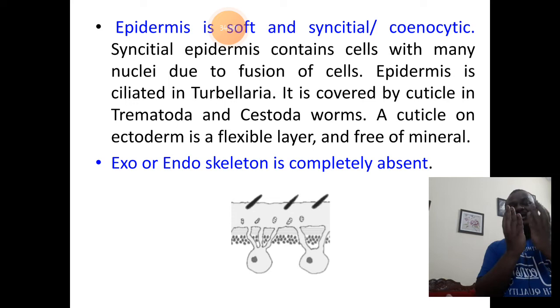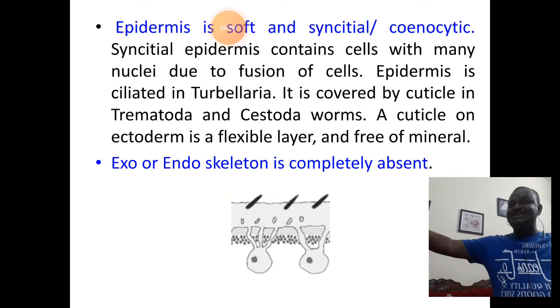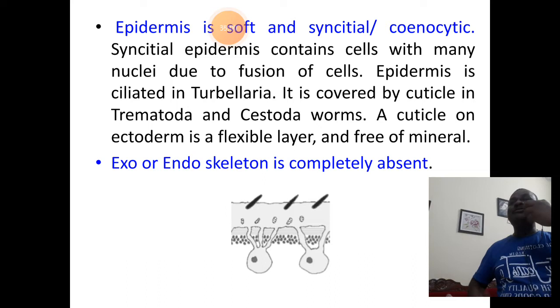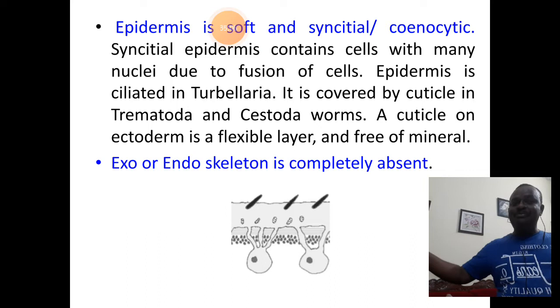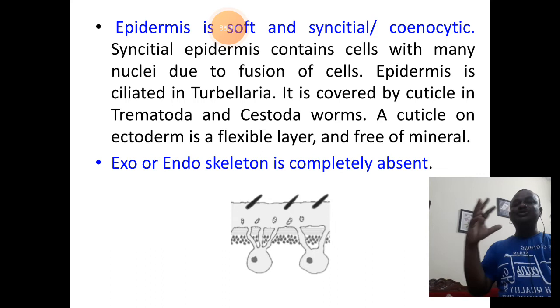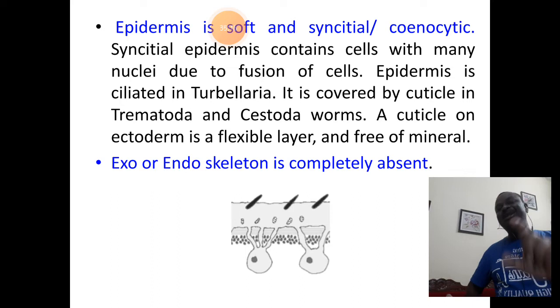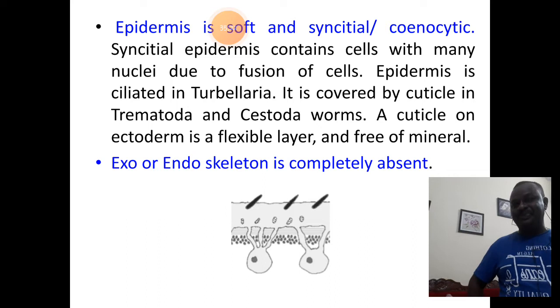This cell membrane between two cells is absent. So what happens if, for a group of cells arranged one beside the other, they lose the cell membrane? The cytoplasm of all the cells will fuse. So the layer appears to be multinucleated. Here, fusion of cells with a multinucleated appearance is seen for the epidermis of the organism. And this condition we call syncytial epidermis.